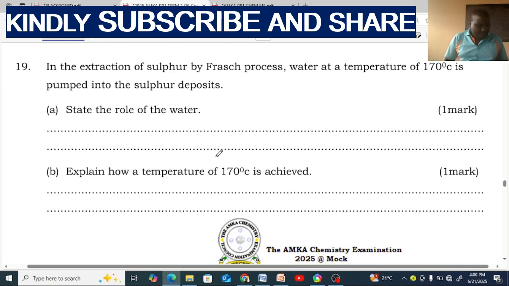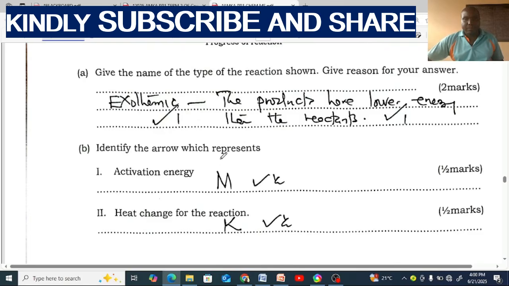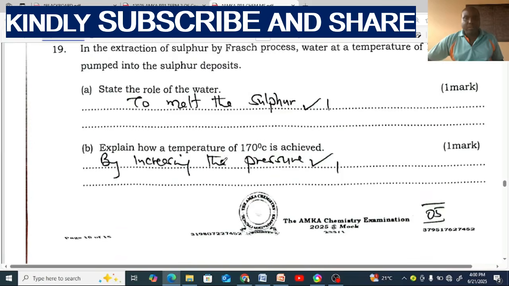How is it achieved? It is by increasing the pressure. We are told that the water is heated at a specific pressure. You need to master that value of pressure that is given. It is to melt the sulfur by increasing the pressure. You will achieve 170 degrees superheated water.